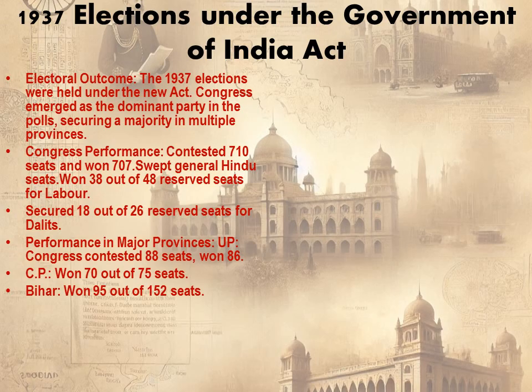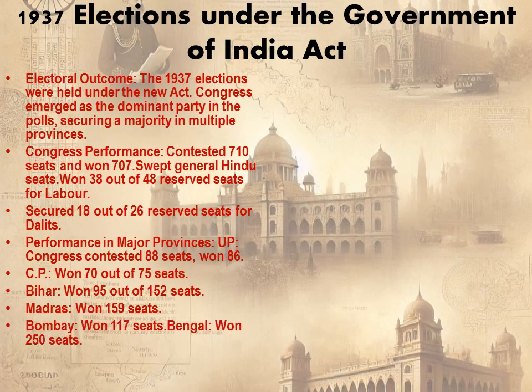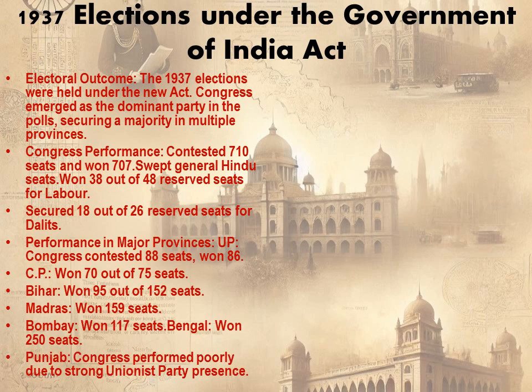In Bihar, there were 152 seats. Congress won 95 of them. In Madras, there were 159 seats. Congress won all the seats in Madras province. In Bombay, there were 117 seats. Congress won all of them. In Bengal, again, Congress won 250 seats. Punjab was a place where Congress performed poorly due to the strong Unionist Party presence.